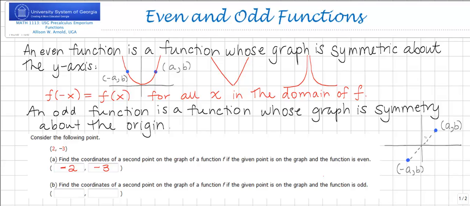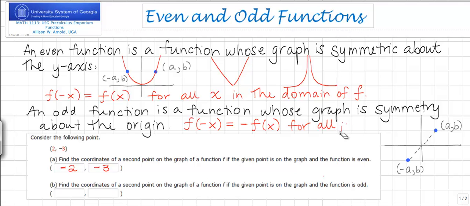Okay, so if this is the case, your symmetry test would be that f of negative x and f of positive x are opposites. And again, you're looking at the domain of the function, the parameters of the domain.